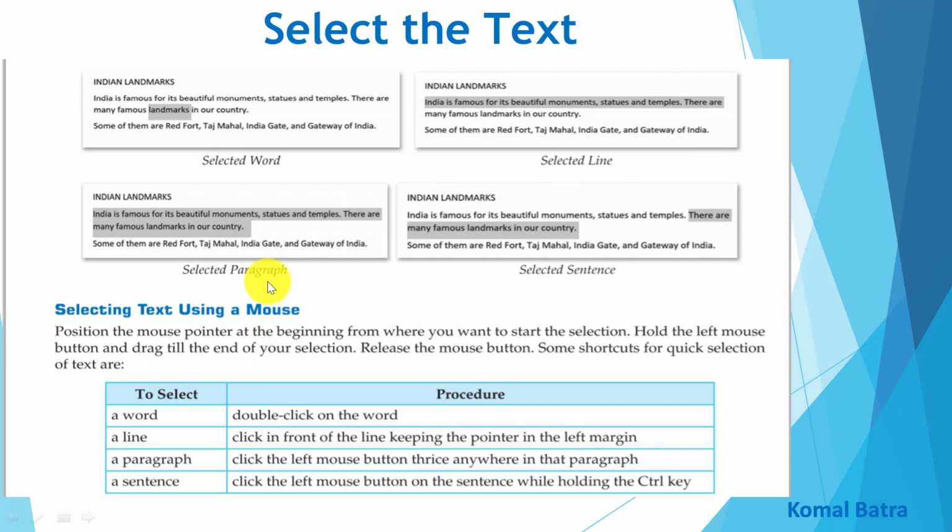And if you want to select the complete paragraph, click the left mouse button thrice anywhere in the paragraph. When you press the left button of the mouse three times, it will select a complete paragraph. To select a sentence, click the left mouse button on the sentence while holding the Control key.